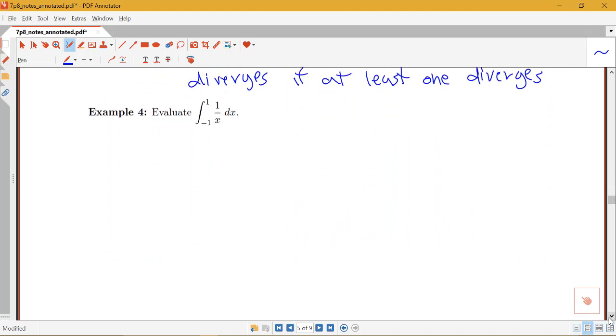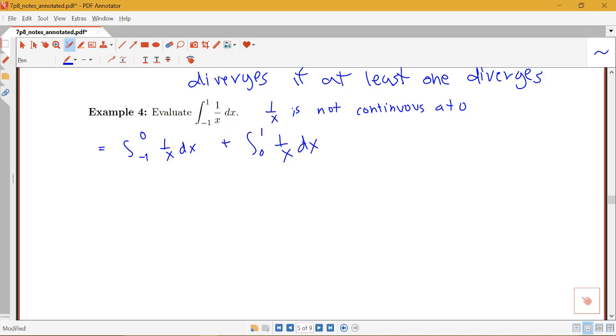So here I have the integral from negative 1 to 1 of 1 over x dx. So notice that 1 over x is not continuous at 0. It's continuous at negative 1 and 1, but not at a point in the middle of that interval. So this is a case where we will have to use that third part of the definition, where I'll need to rewrite this in two pieces. So notice I'll need to rewrite this as an integral from negative 1 to 0 of 1 over x dx plus an integral from 0 to 1 of 1 over x dx.